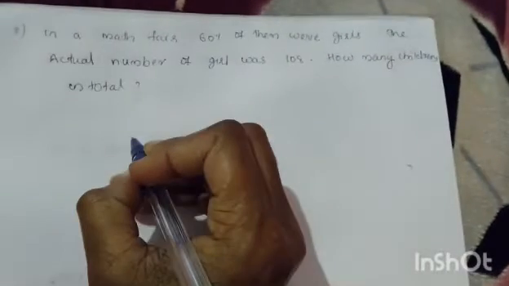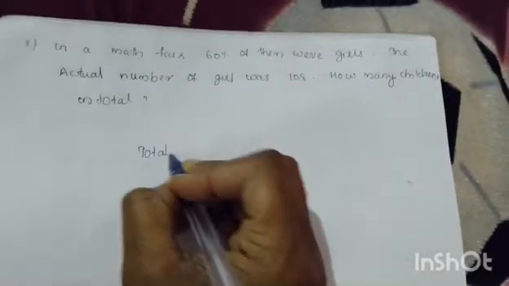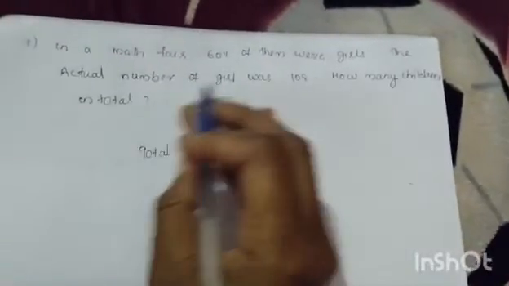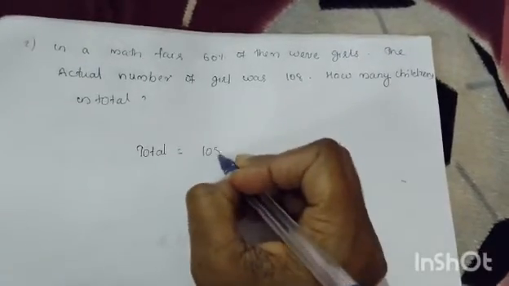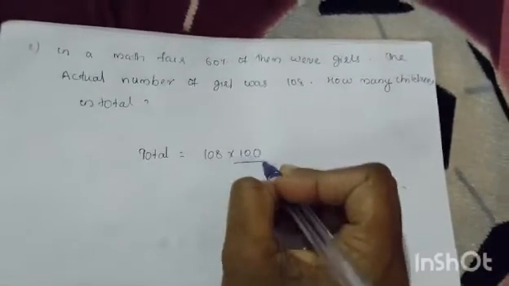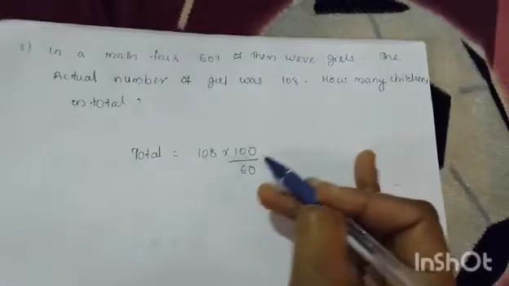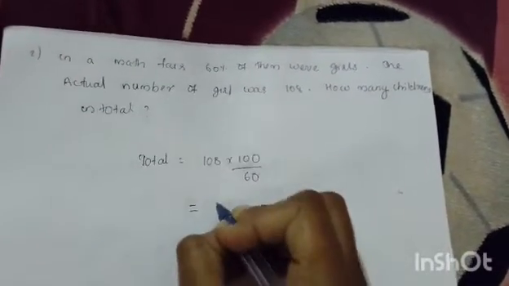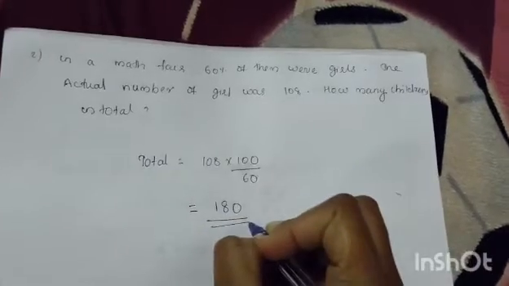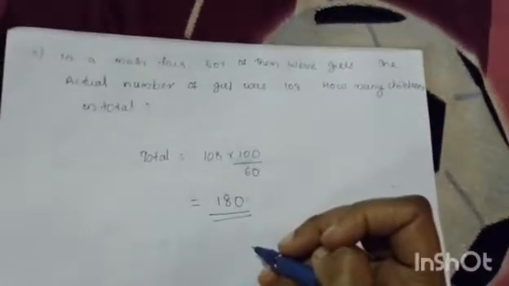Next problem: in a math fair, 60% of them were girls. The actual number of girls was 108. How many children in total? In order to find out the total, we know the percentage and the given number, which is 108. Then we use the reverse of the percentage given in the question, 60%, reversed: 100 by 60. Then we get the result as 180 children in the math fair.